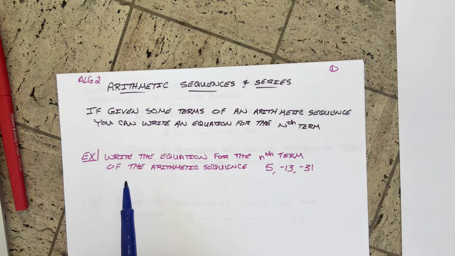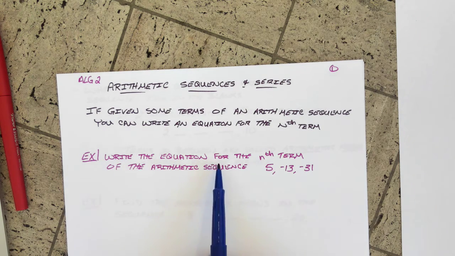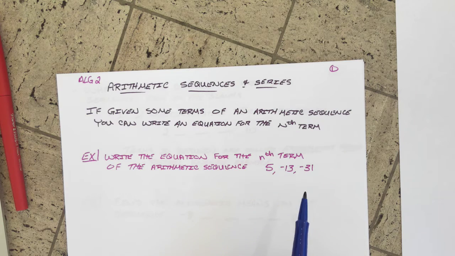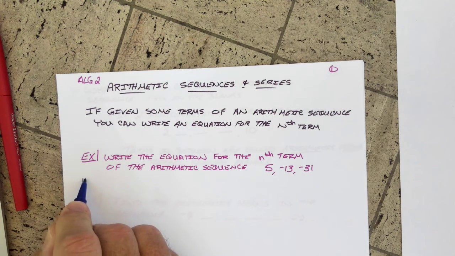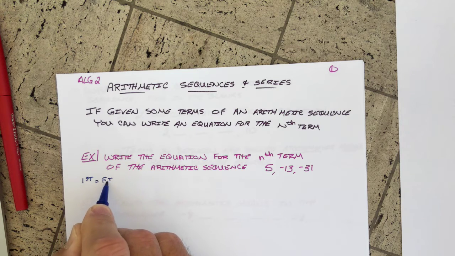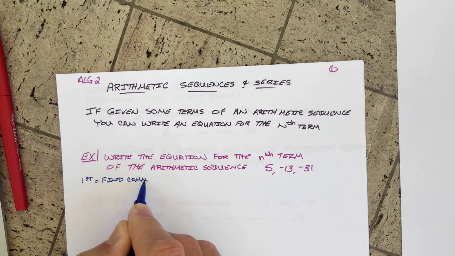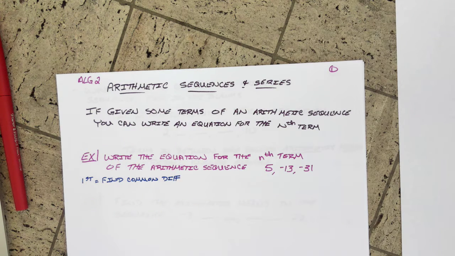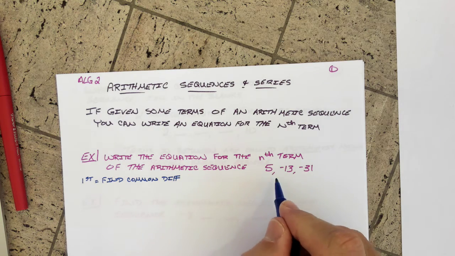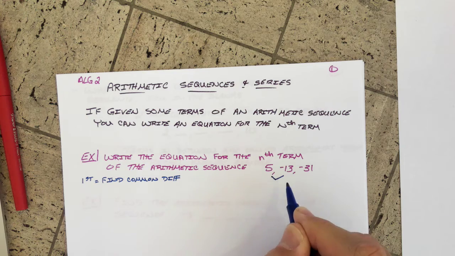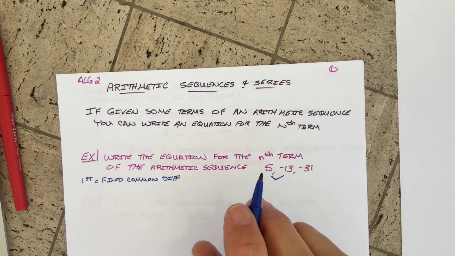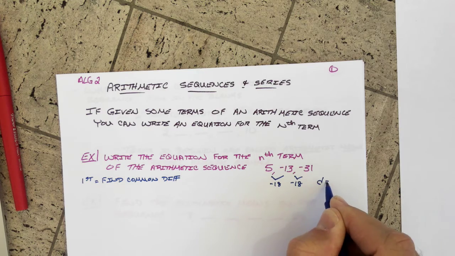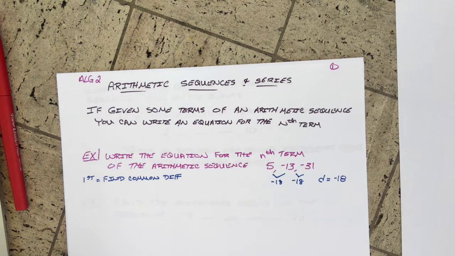So let's look here. Write the equation for the nth term of this arithmetic sequence. So we've got 5, negative 13, negative 31. So step one, we're going to find the common difference. What's the difference between these two? Minus 18. So d is equal to negative 18.